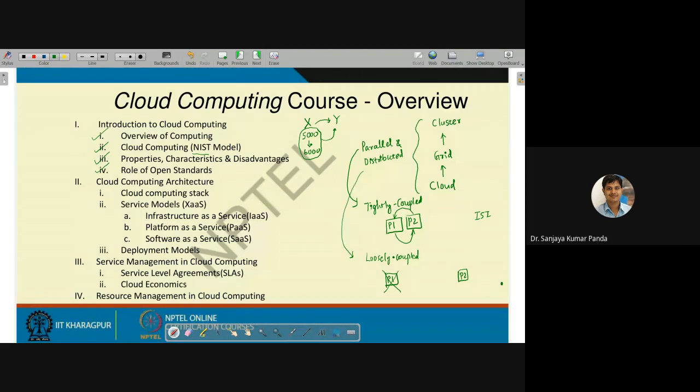That we'll discuss. Then we'll go for the cloud computing architecture. Before going to the cloud computing architecture, I hope you know about the John von Neumann architecture. Are you aware of the John von Neumann architecture? Can anybody say what the John von Neumann architecture is?